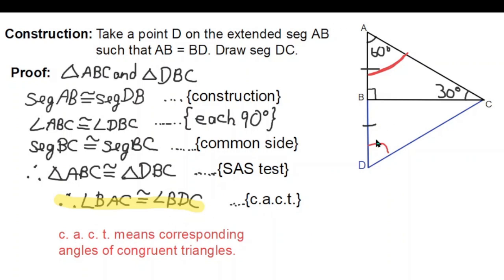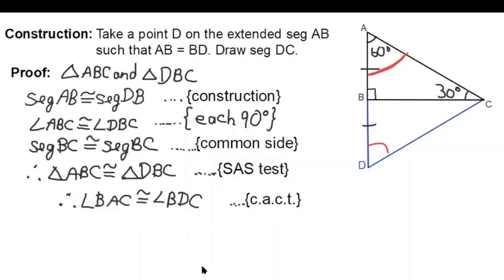Angle A is congruent to angle D. See this, these two angles are congruent. I have marked it with red color. So the reason for this is CACT, that means corresponding angles of congruent triangles. I will continue this proof in the next page, because we cannot solve the entire proof on this page. Here I will copy this diagram.